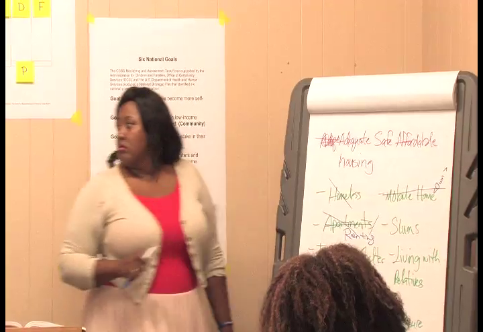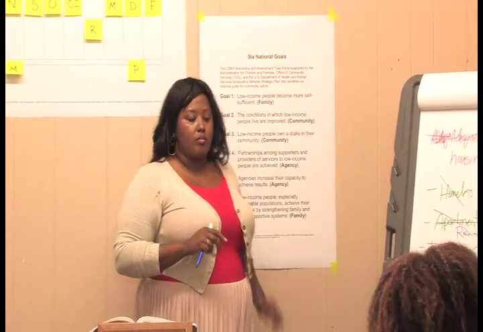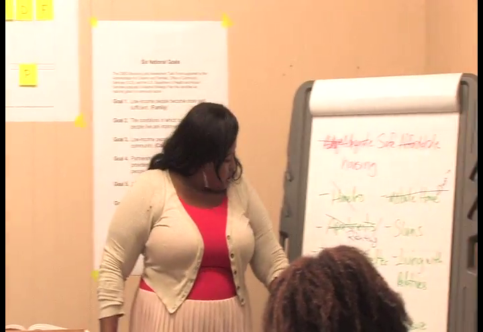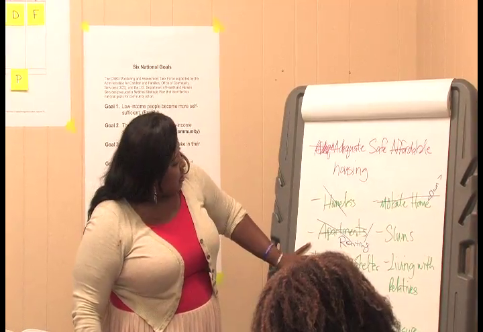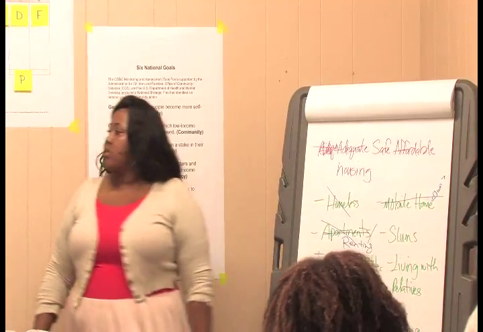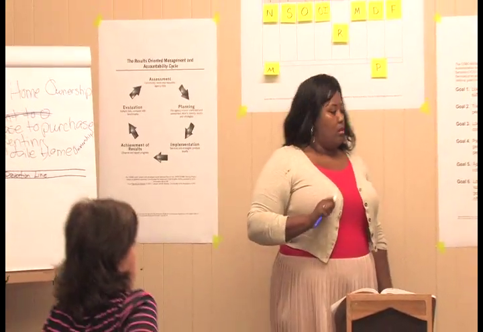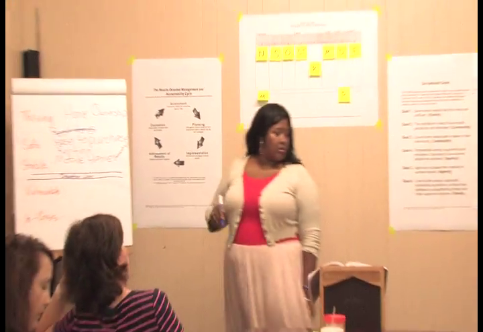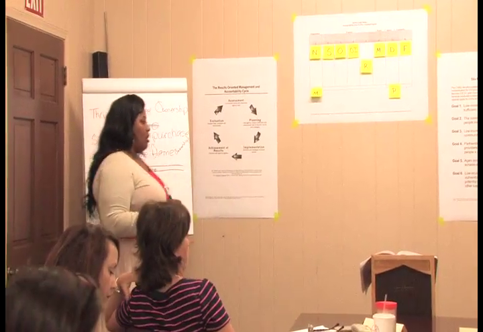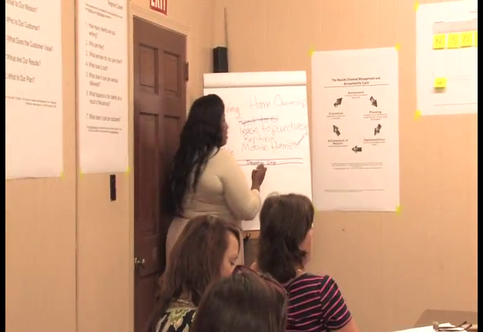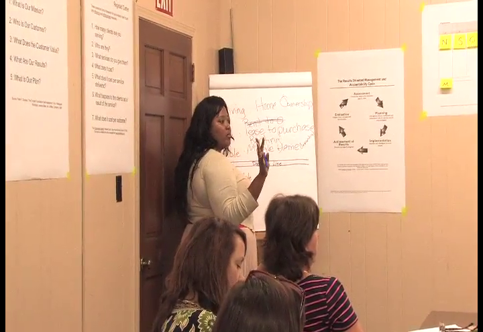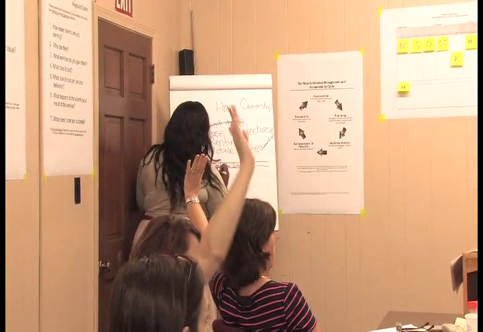What's stable? Anything else stable? Remember, we have foreclosure, temporary shelter, slums, living with relatives, and homelessness. Okay, now we're going below the prevention line. What's vulnerable? Living with relatives. Okay, what else? Temporary shelter, foreclosure. Okay, who agrees with living with relatives?